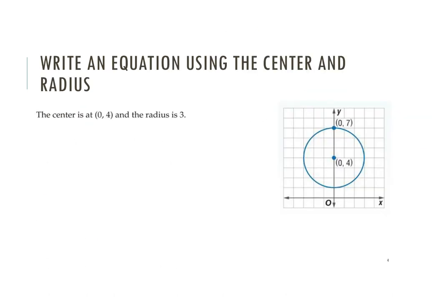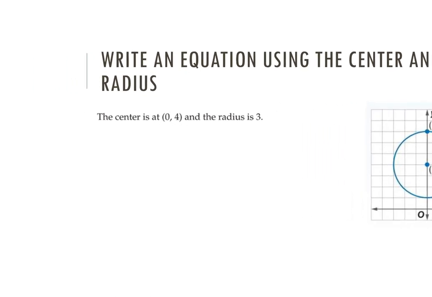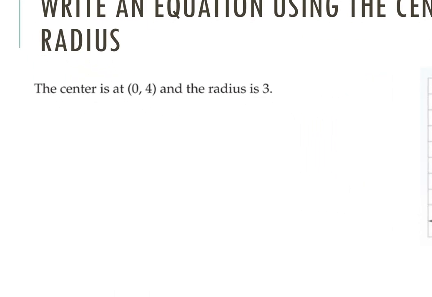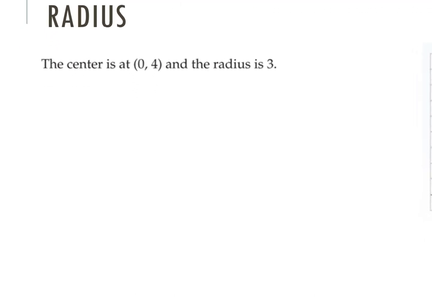Here we go. Now you can see the picture, but I'm going to zoom in and ignore it right now so we can talk about what's going on. We are told that the center is at (0, 4) and the radius is 3. We're going to write the equation and then graph it, and then we'll check with the official picture. So the equation is r squared is equal to x minus h squared plus y minus k squared. 0 is our h, and 4 is our k.